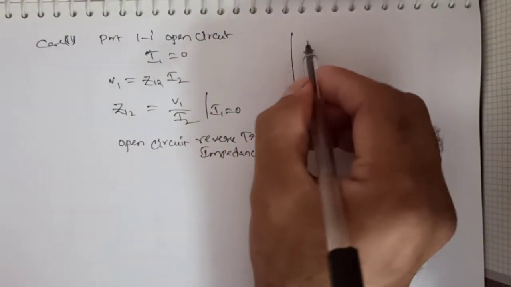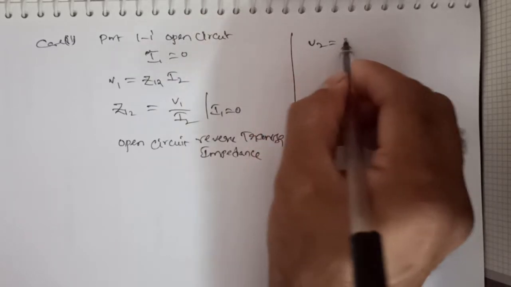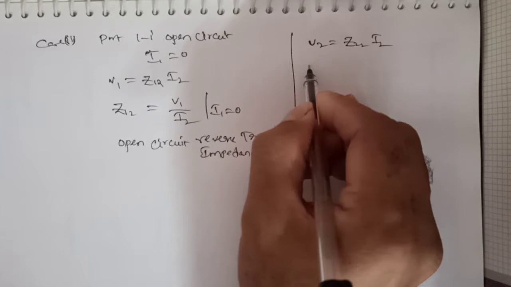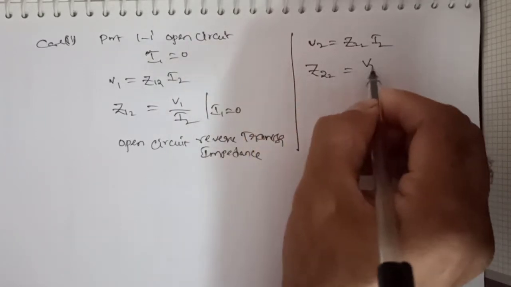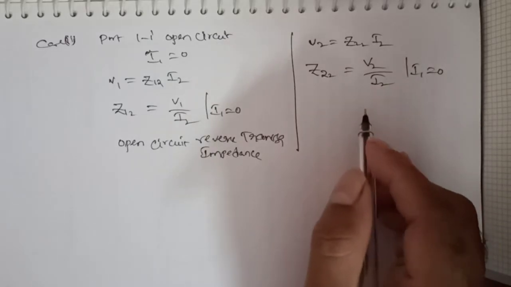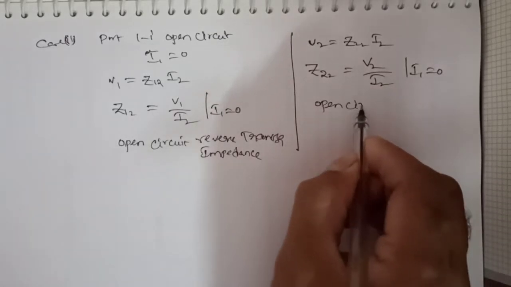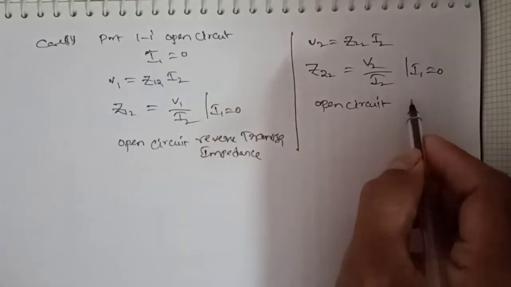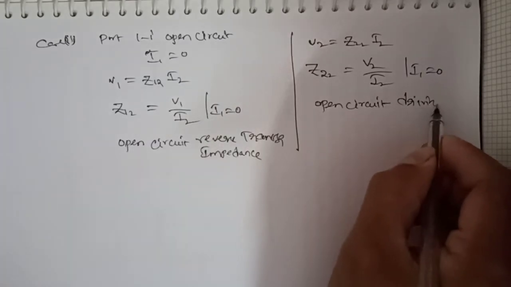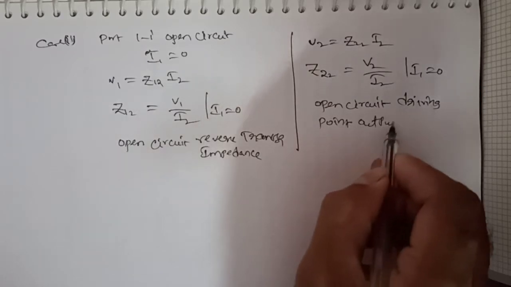On the other side, if you make port 1 dash open circuit, then using the second equation, V2 is equal to Z22 I2. That's why you get Z22 equal to V2 by I2. It clearly relates to the second port, so we call this parameter the open circuit driving point output impedance.